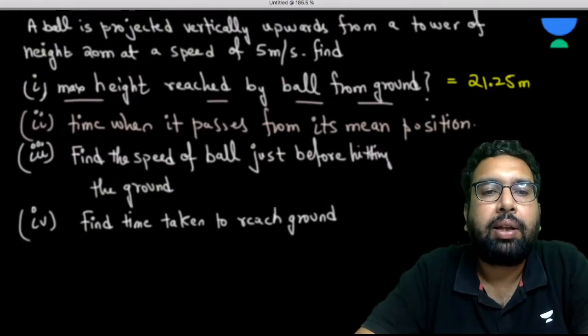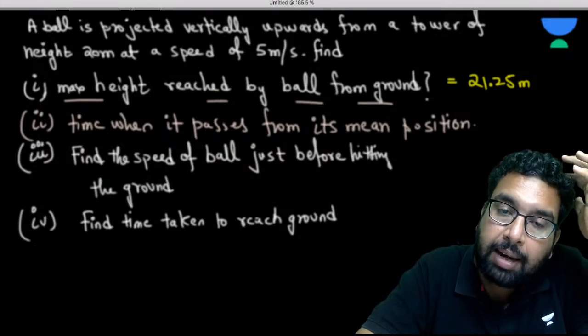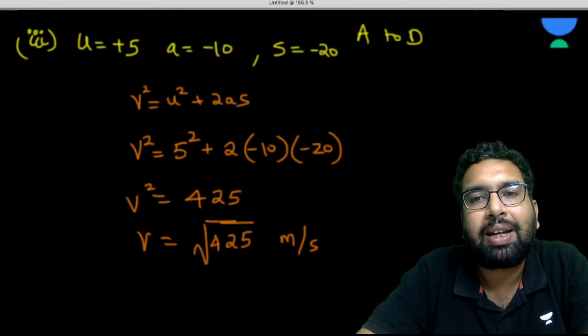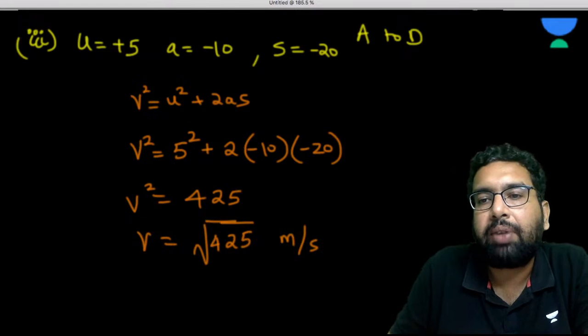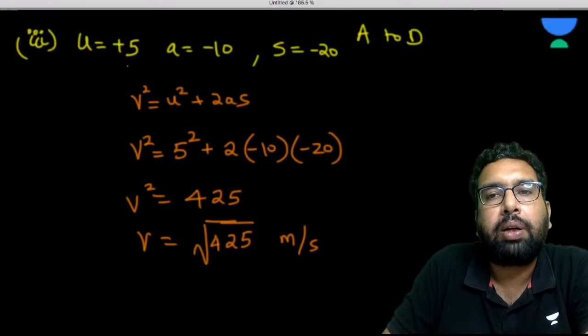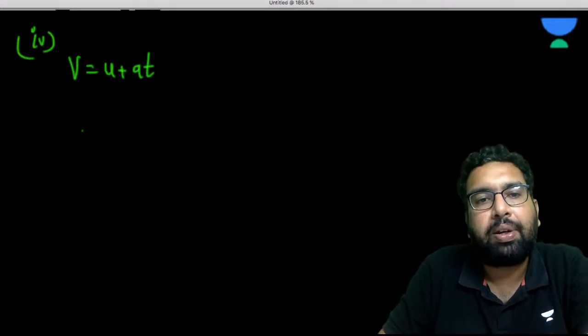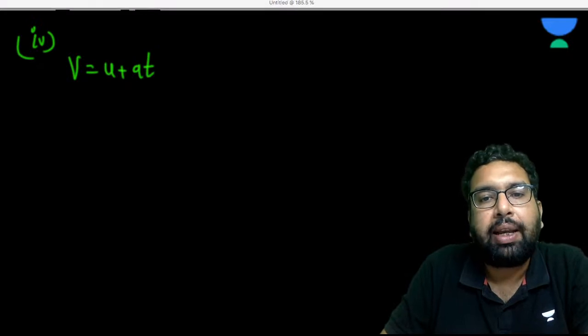Okay. Now let's take care of the last part of this question. Find the time taken to reach the ground. Again we can consider the motion from A to D only, and we have this information. Now we have the velocity, so we can use v is equal to u plus at.